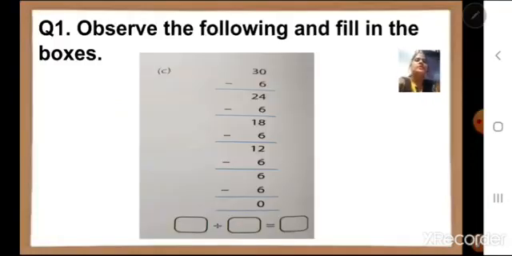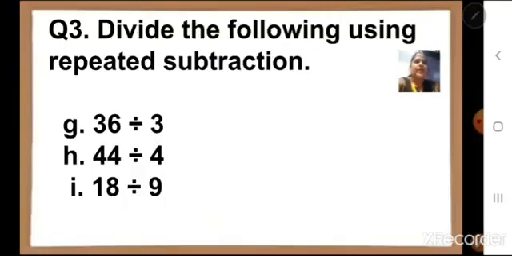Your homework is from question number 1. Observe the following and fill in the boxes. The C question, you have to do it in the textbook itself. And question number 3, divide the following using repeated subtraction. This you will do in your classwork. The G, H and I sums you are going to do as homework.